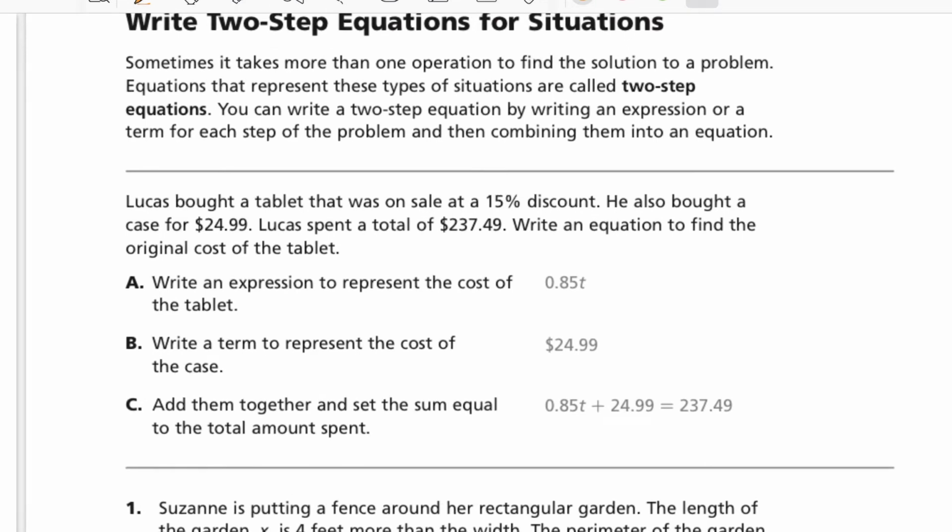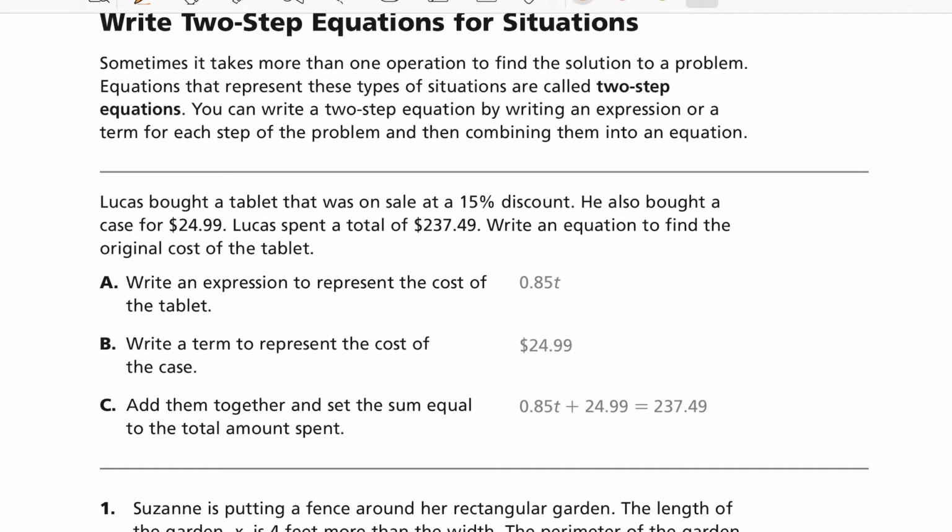Our first problem here is Lucas bought a tablet that was on sale at a 15% discount. He also bought a case for $24.99. Lucas spent a total of $37.49. Write an equation to find the original cost of the tablet. So he paid this, and we know how much he paid in total.